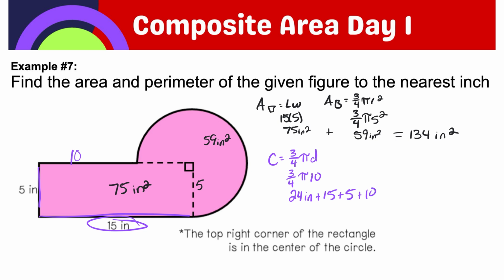And do our calculations. And we get a final perimeter that is about 54 inches. That was really a challenging one. All right, we're almost there.